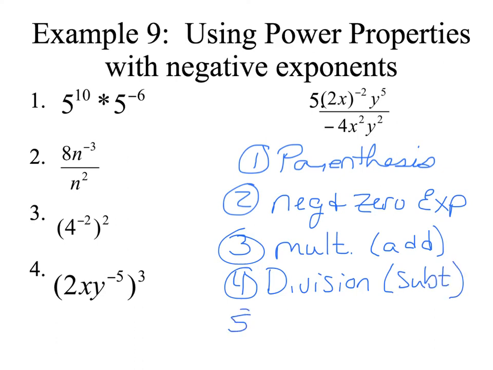And the fifth and final step, always double check. We never want to have negative exponents in our final answer, so always look over the problem at the end and make sure that you don't have any negative exponents.